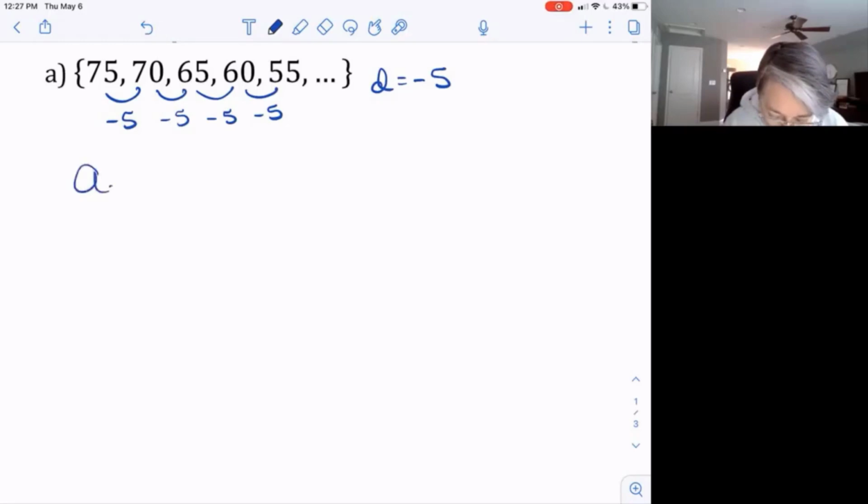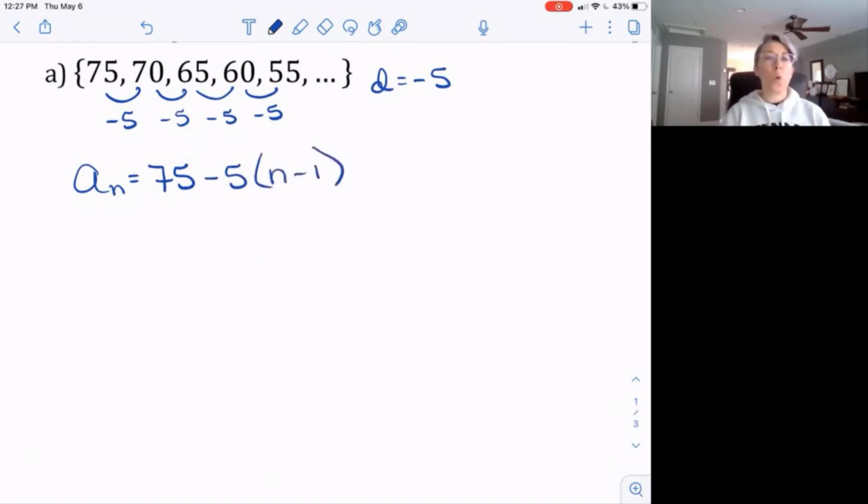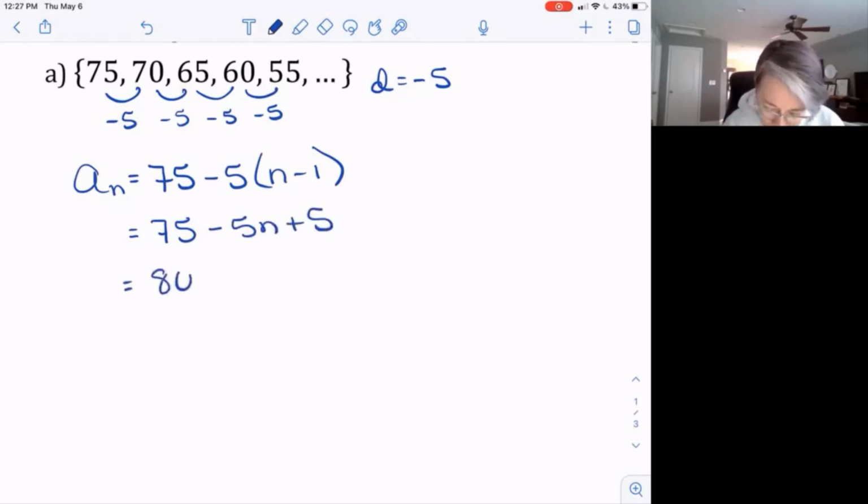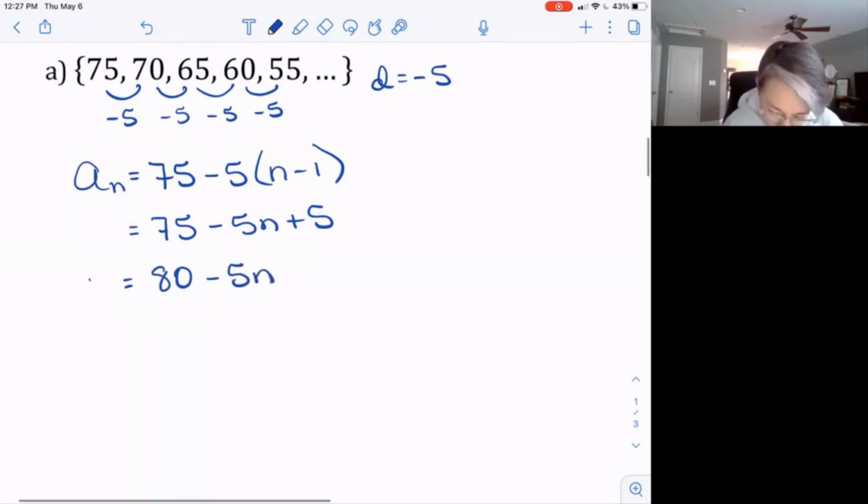So our explicit formula is going to be the initial value of 75. That's where we're starting, minus that difference of 5 times n minus 1. So what does that mean if we were to reduce this? 75, distribute that -5, we get -5n plus 5. So we would get 80 minus 5n. So that would be our nth term.